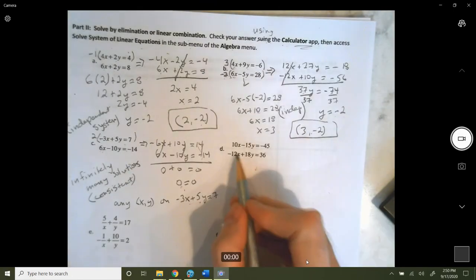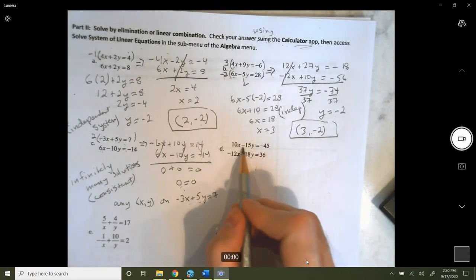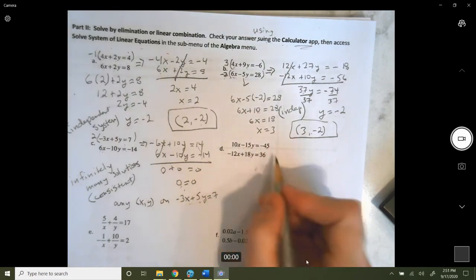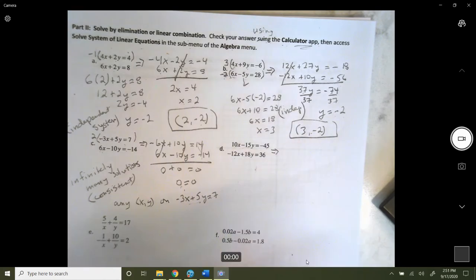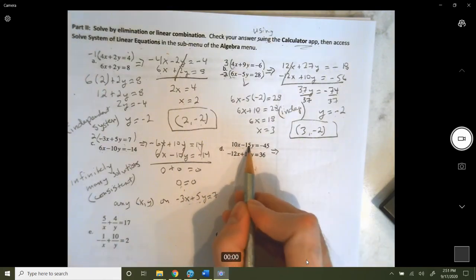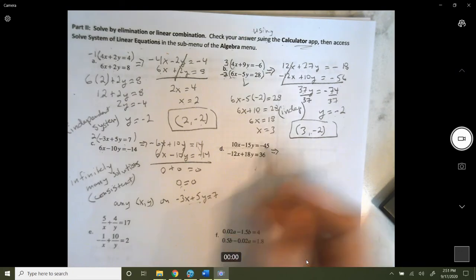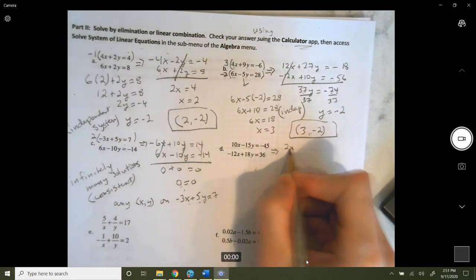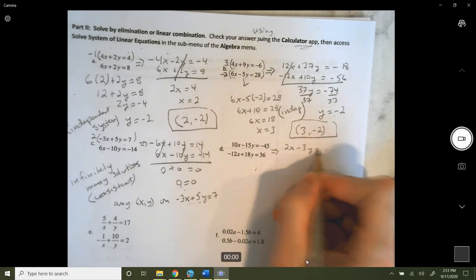Okay, let's go to the next one. When I look at this and I have a 10, 15, and a 45, I sometimes will start to simplify. I like to simplify and work with smaller numbers. First equation, I can divide both sides of the equation by 5.